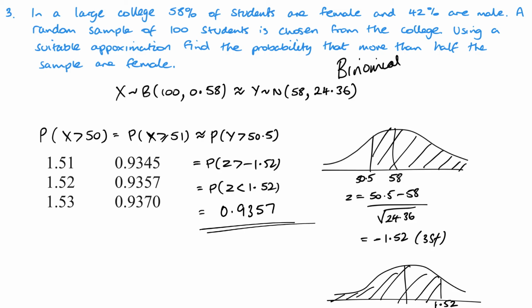And if you use the calculator, you would have got 0.9357 as well, 69 it was. So in the calculator, same answer to 4 decimal places there. Okay.